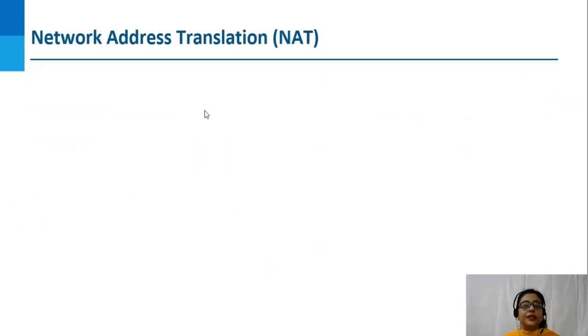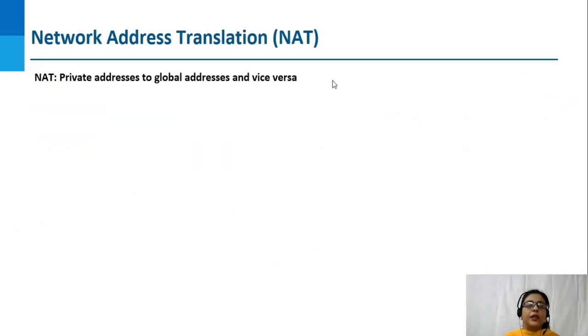Network address translation, or NAT, is used to convert private addresses to global addresses and vice versa. There are many home users or organizations that require large address spaces, but they are not given them. The answer to this problem is network address translation.